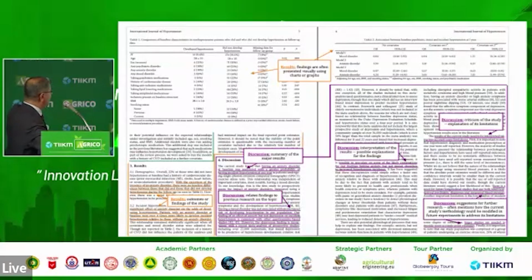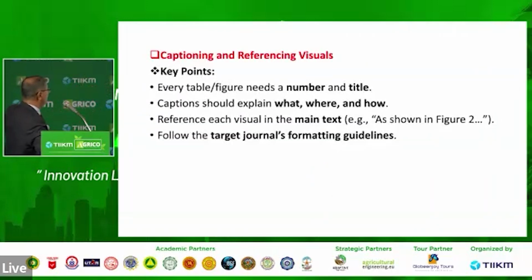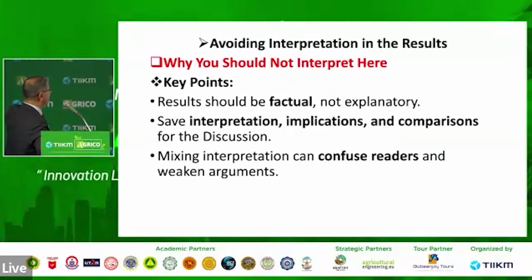So this is the case with tables. The smaller your table is and the fewer columns it has, the clearer it will be, even for the reviewers and for the reader to go through. And also, when you are captioning and referencing visuals, every table and figure needs a number and title, and it should also be self-explanatory, so you don't need to go and look for the meaning of what some person really needs in this case.